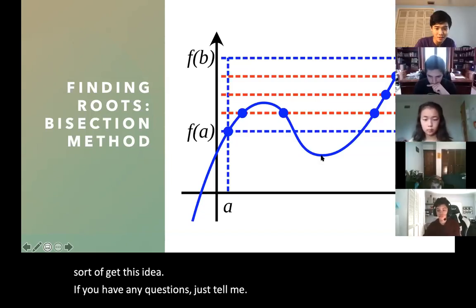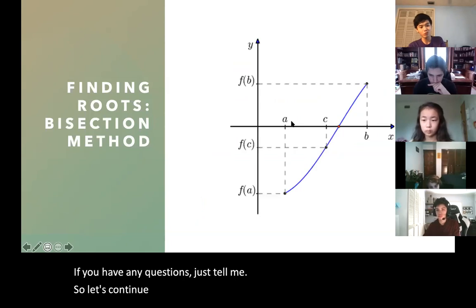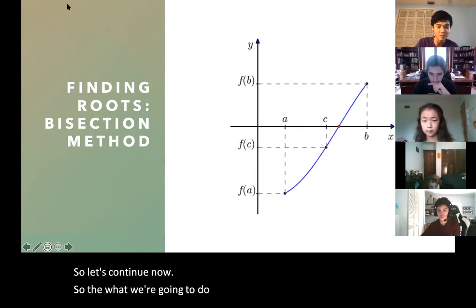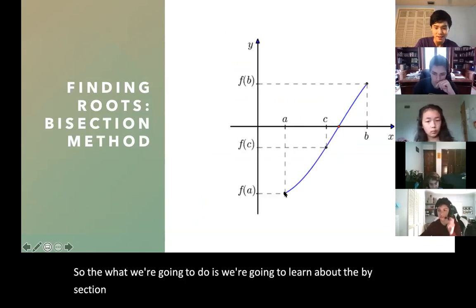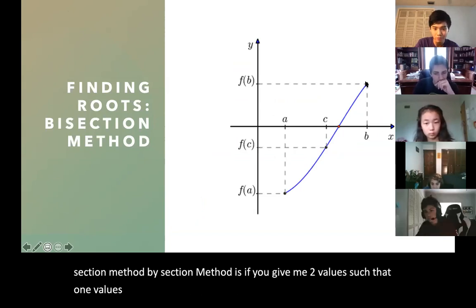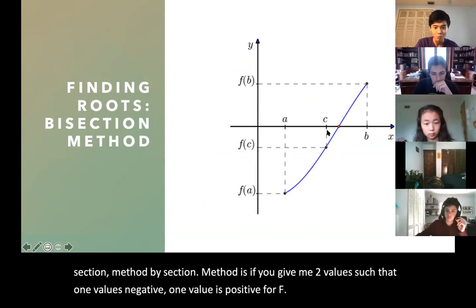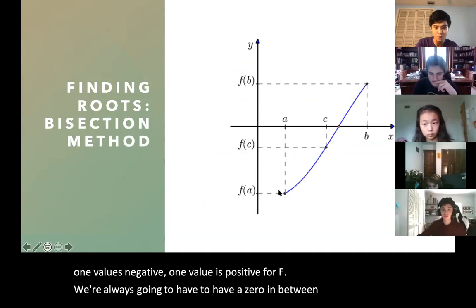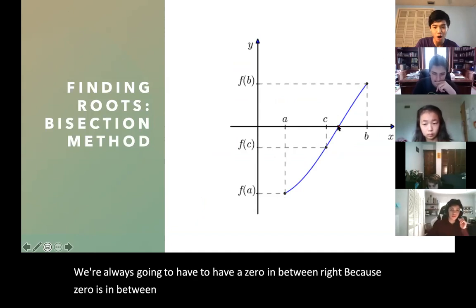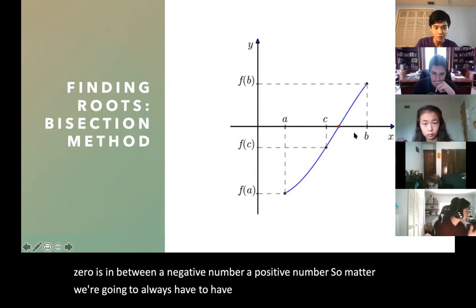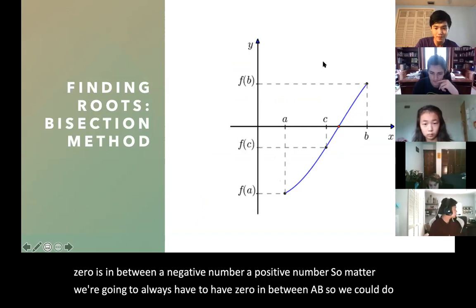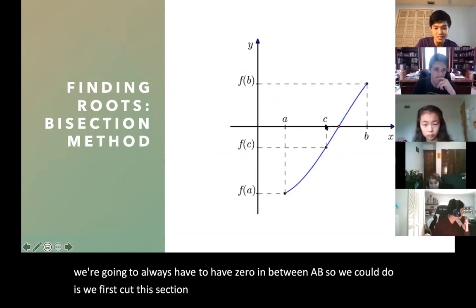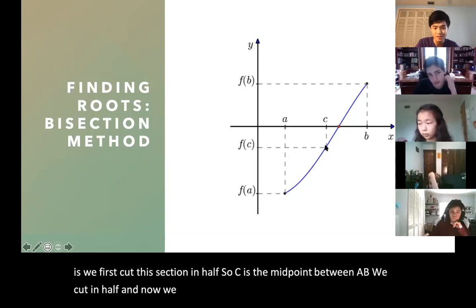So let's continue. We're going to learn about the bisection method. If you give me two values such that f is negative at one and positive at the other, we're always going to have a 0 in between, because 0 is between a negative number and a positive number. So no matter what, there has to be a 0 between a and b. First we cut this section in half: c is the midpoint between a and b. And now we have f of c.